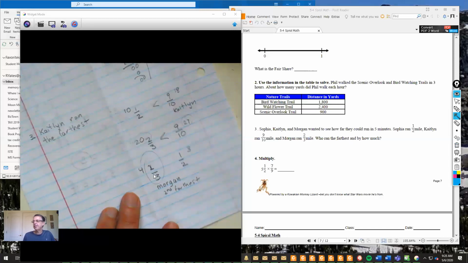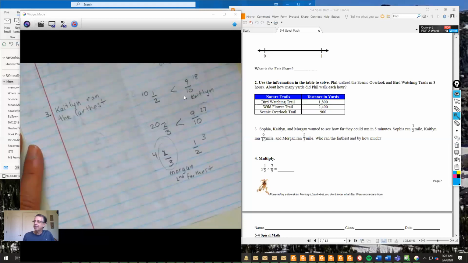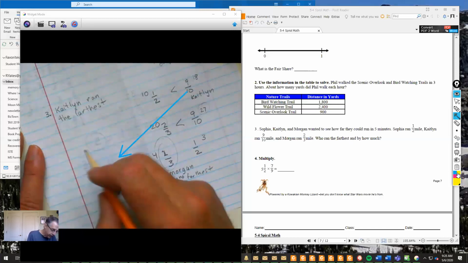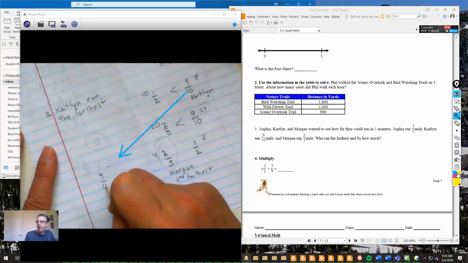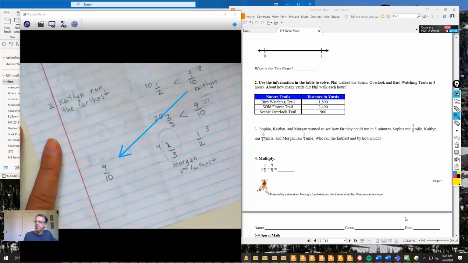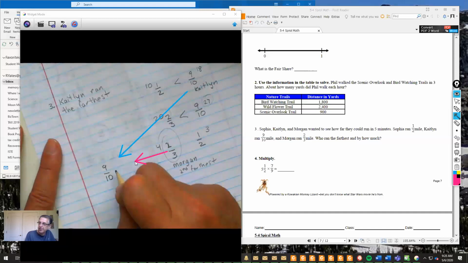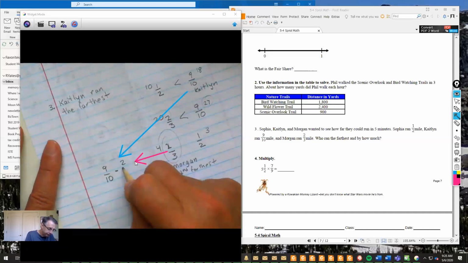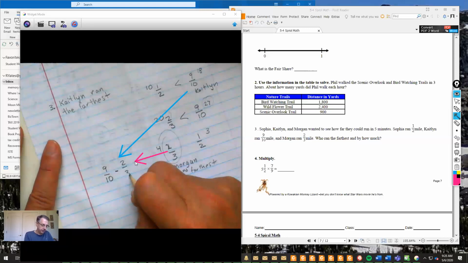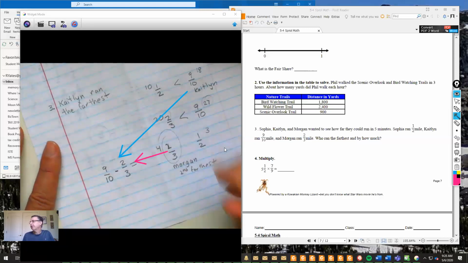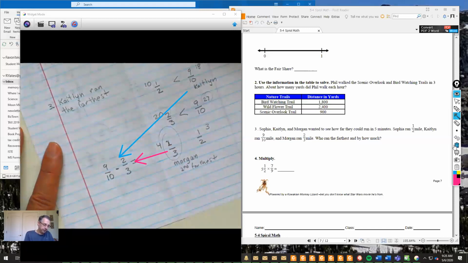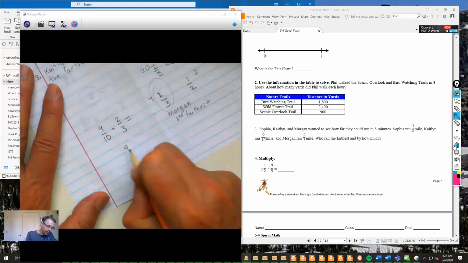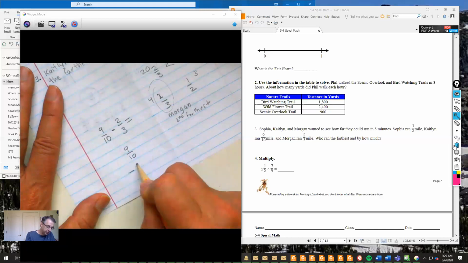So the next step is I want to take Caitlin's distance and write that down, 9/10. And I want to find the difference between how far Caitlin ran, which is 9/10 of a mile, and I want to subtract how far Morgan ran. So I'm going to take 9/10, subtract 2/3 of a mile. When I do that, boys and girls, I'm going to go vertical. I'm going to go 9/10 minus 2/3.